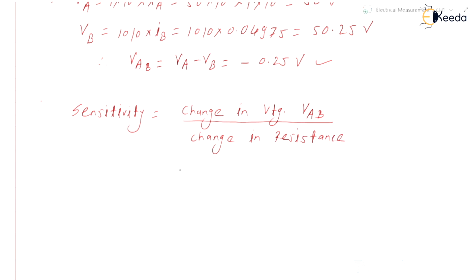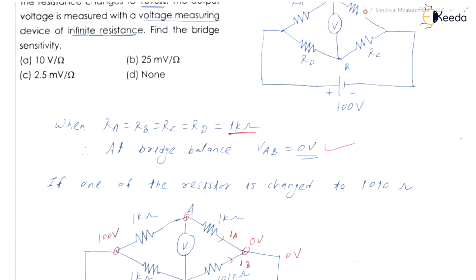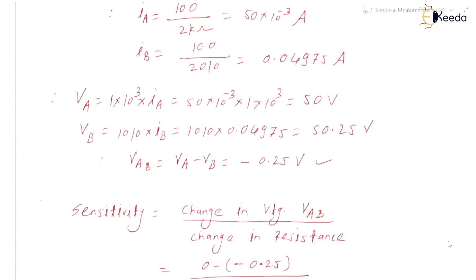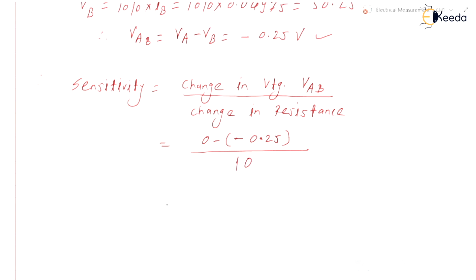What is the change in voltage? Initially it was 0, now it is minus 0.25. So it is 0 minus 0.25. This is the change in voltage, divided by the change in resistance. Initially all the four resistances were of 1k. Now one resistor is changed from 1k to 1010. So what is the change? It is 10 ohm. The change in the resistance is 10 ohm only. It is divided by 10. So it is equal to 0.25 by 10.